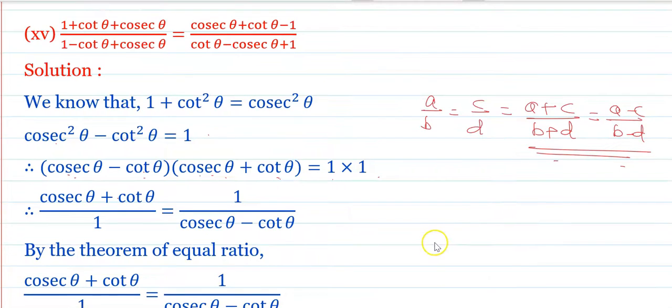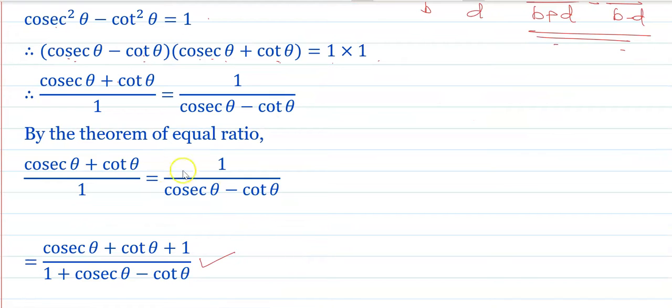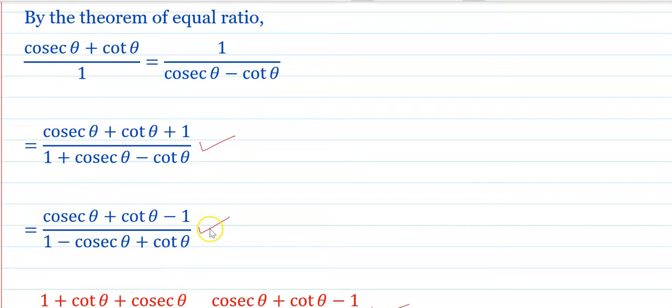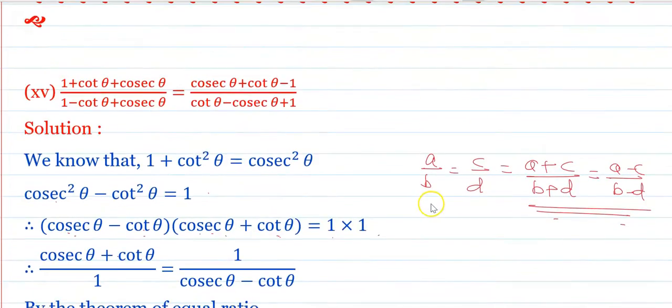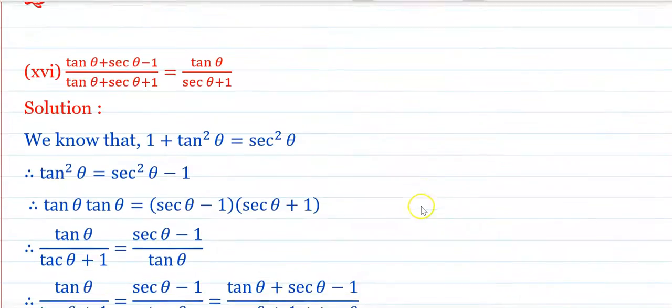Okay, the identity consider करायची तुम्हाला, and then you can write cosec theta plus cot theta upon 1 is equal to 1 upon cosec theta minus cot theta. Then I apply the theorem on the equal ratio. एकदा न्यूमरेटर ची टोटल अपॉन डिनोमिनेटर ची टोटल. नेक्स्ट, न्यूमरेटर मधनं पहिल्या न्यूमरेटर मधनं दुसरा न्यूमरेटर minus करायचा, आणि पहिल्या डिनोमिनेटर मधनं दुसरा डिनोमिनेटर minus करायचा. You will get this second result, and these two results are equal, and hence the result is proved. Okay, now the next problem.